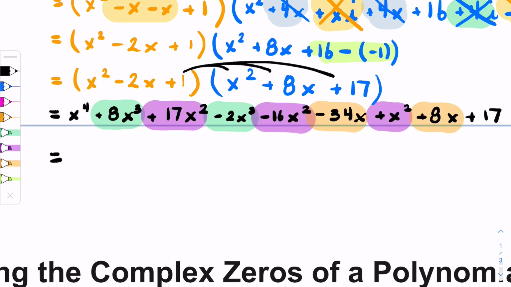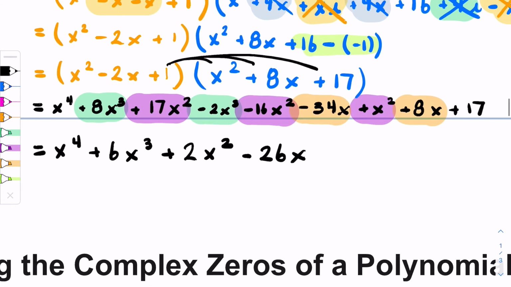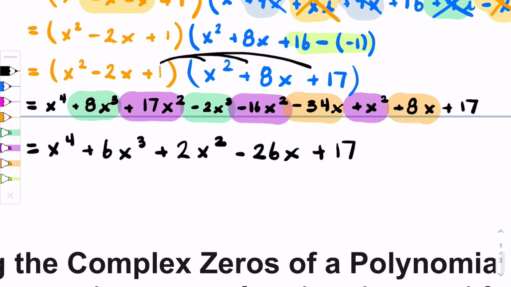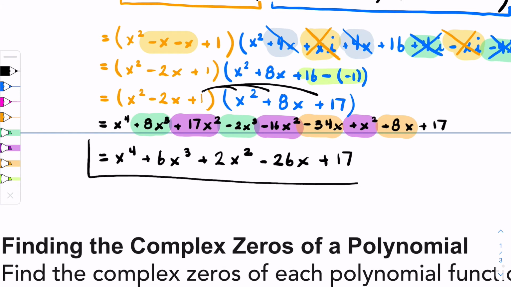All right, so I multiplied everything out and I highlighted my common terms. So when I add everything together, I have x to the fourth. 8x cubed minus 2x cubed is positive 6x cubed. 17x squared minus 16x squared plus x squared is going to give us positive 2x squared. Now I'm looking at what's in orange. I have negative 34x plus 8x, and that's going to give me negative 26x. And lastly, I have my constant term of 17. So all of this work to just give you this answer.